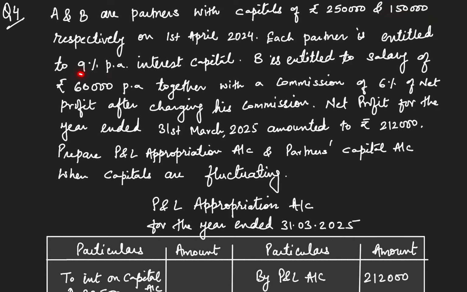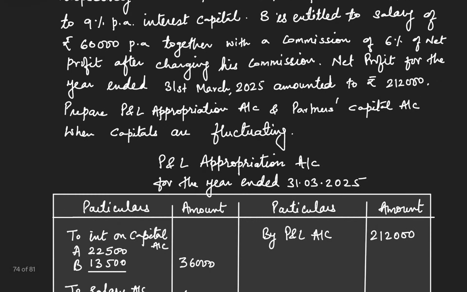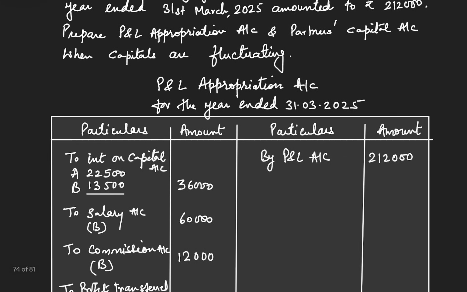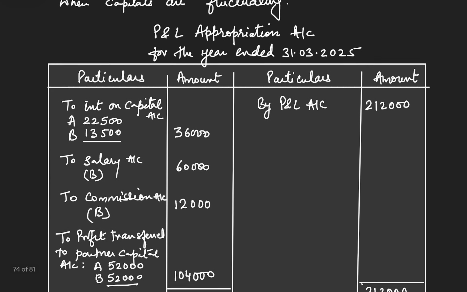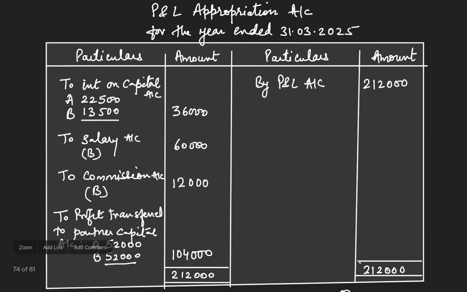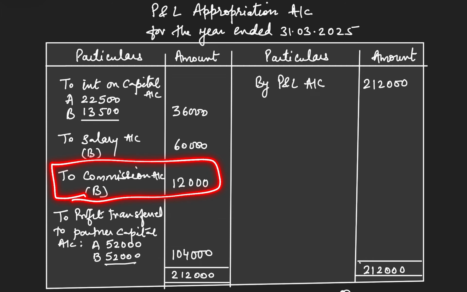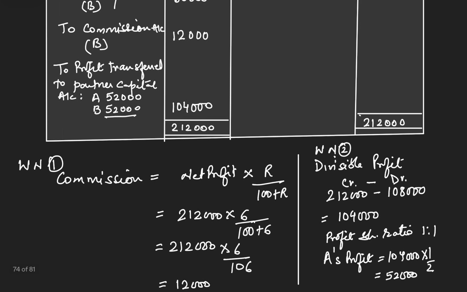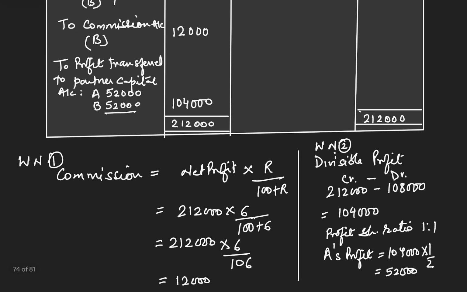Whereas partner B's capital is 1,50,000 and at the rate of 9% per annum, we have to calculate the interest that comes out to be 13,500. The total of the two will be recorded here. Then salary given for B is 60,000 per annum. Then we have to give the commission to B, rupees 12,000. Let's see how we have calculated commission for partner B.